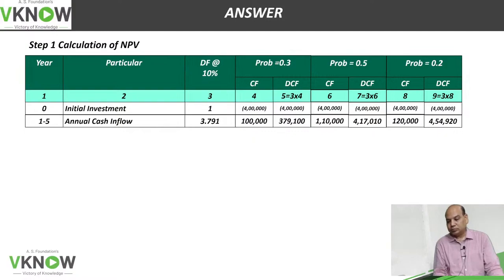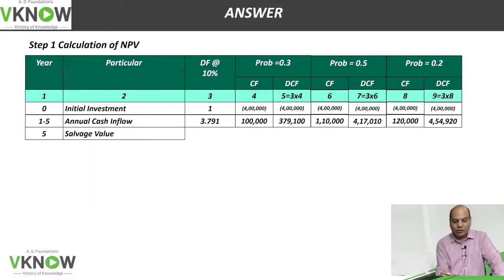Third scenario, 1,20,000. The answer is 4,54,920. The DCF will be 4,54,920. And fifth year, write down salvage value. Fifth year discounting factor is 0.621.